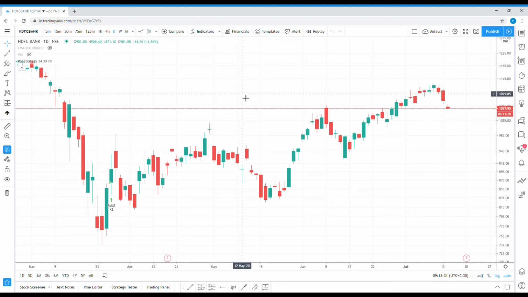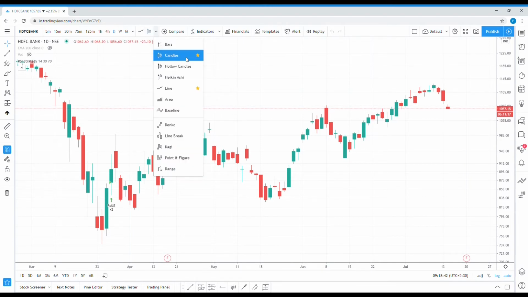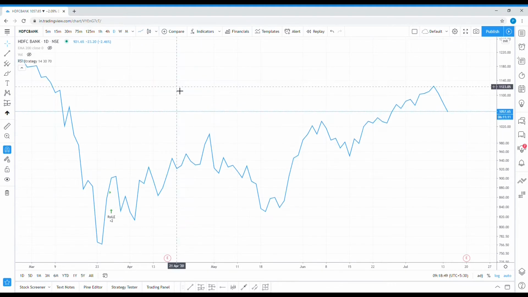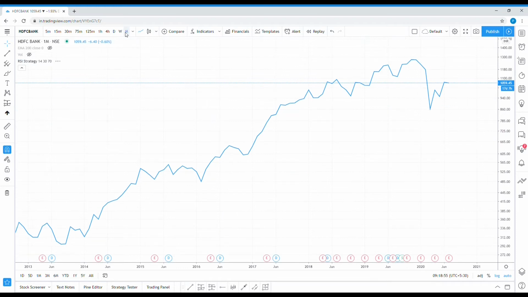So coming back to seeing different types of charts. Right now the chart we are seeing is also known as a candlestick chart, right? So what we can do is change it to a line chart. The line chart is the simplest form of chart, which is going to simply give you a glimpse of what the current trend is.